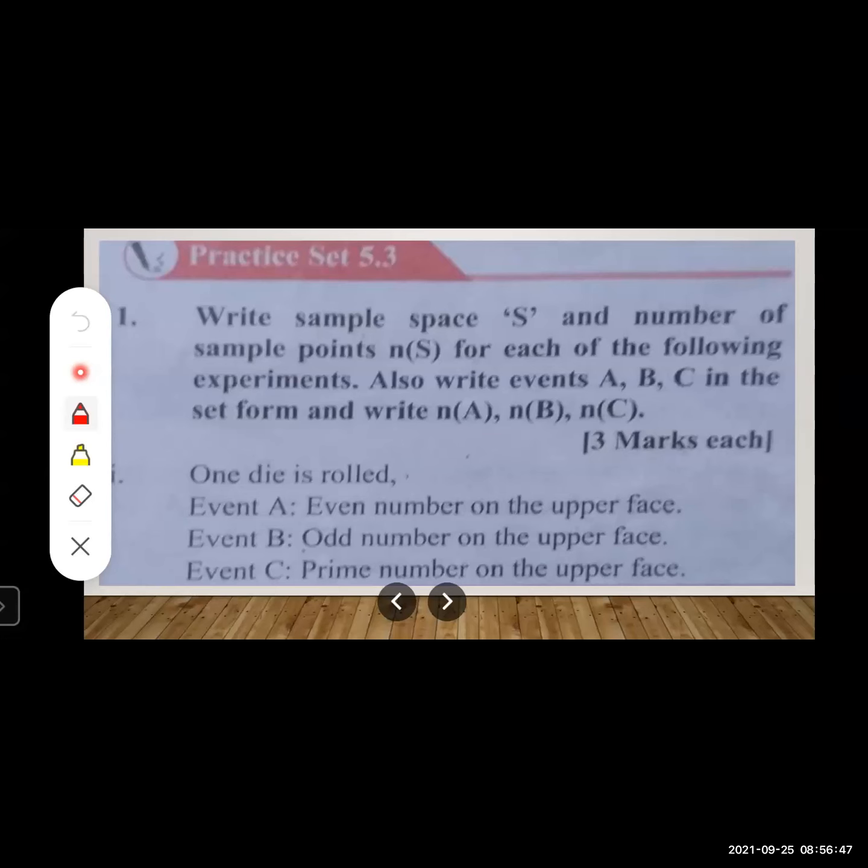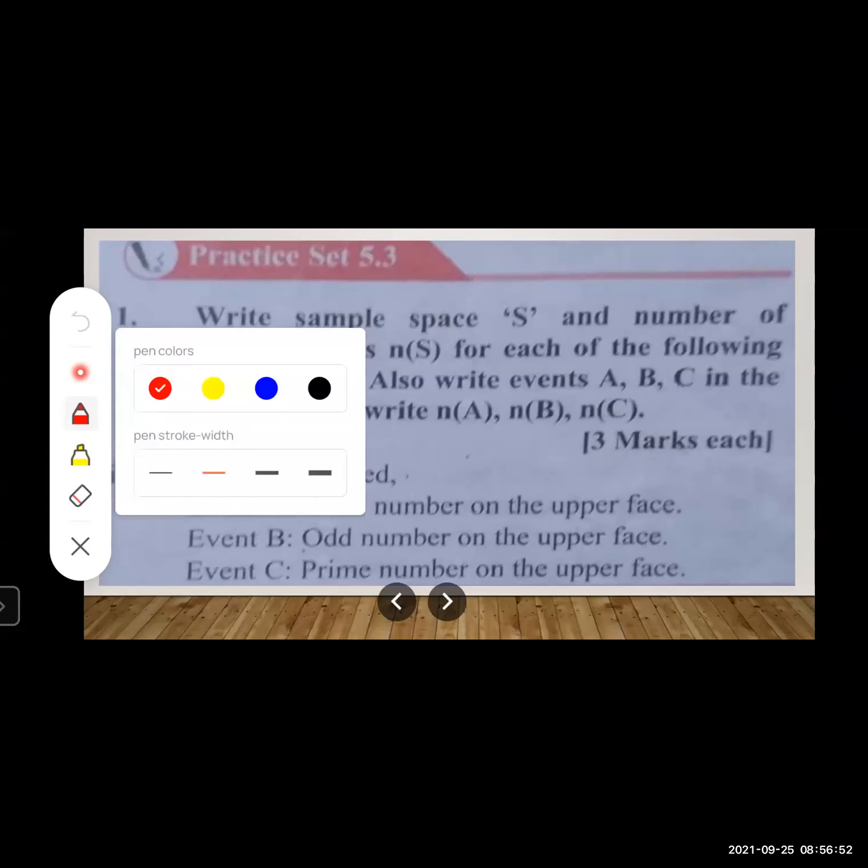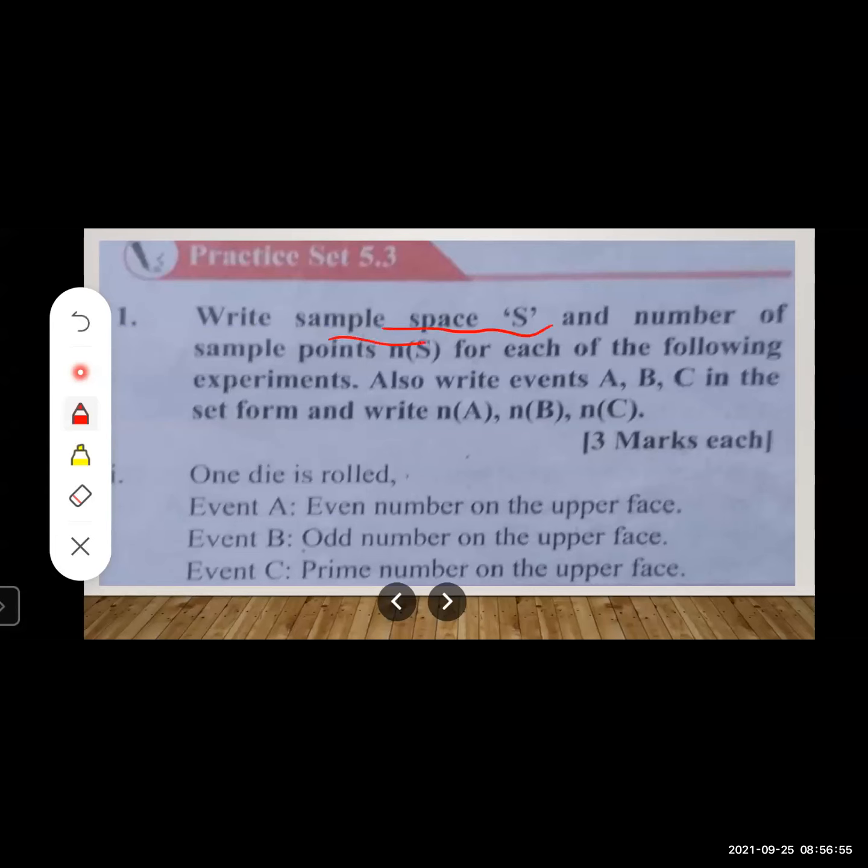Let us see this question. First, one die is rolled and events are given. But first of all, what do you have to write? You have to write the sample space and the number of sample points. One die is rolled means how many possible outcomes are there? 6, right? Now let us go to these events. Event A: even number on the upper face. What is our favorable outcome? We want an even number on the upper face. But you have to choose these even numbers from the sample space itself and not from anywhere else. Yesterday we already discussed this, right?